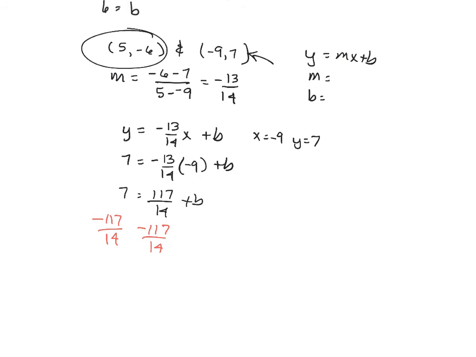And again, I'm not going to get too upset. I'm just in my calculator going to type 7 minus fraction bar 117 over 14, and I'm getting negative 19/14. Okay, so there's my b. My m was, where did that go? Negative 13/14. My b is negative 19/14. So my equation is y equals negative 13/14 x minus 19/14.